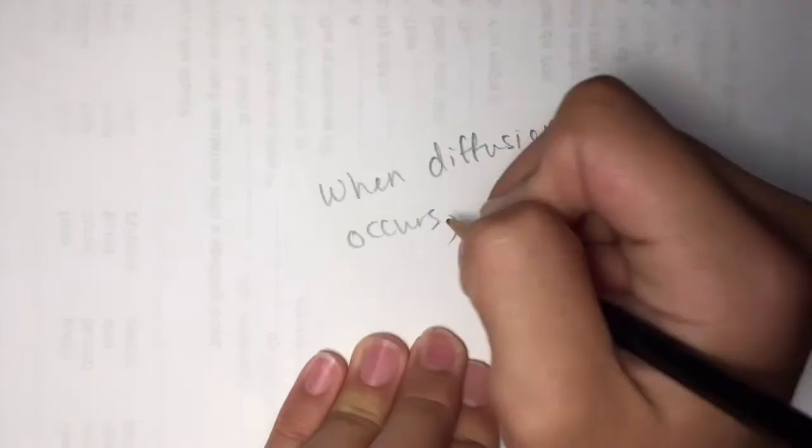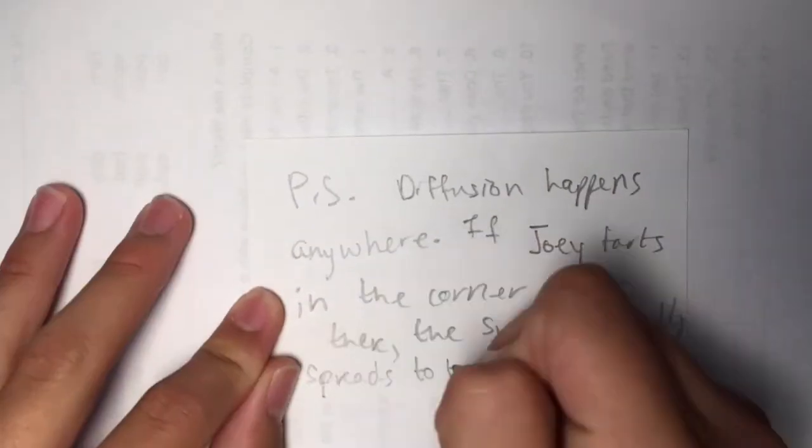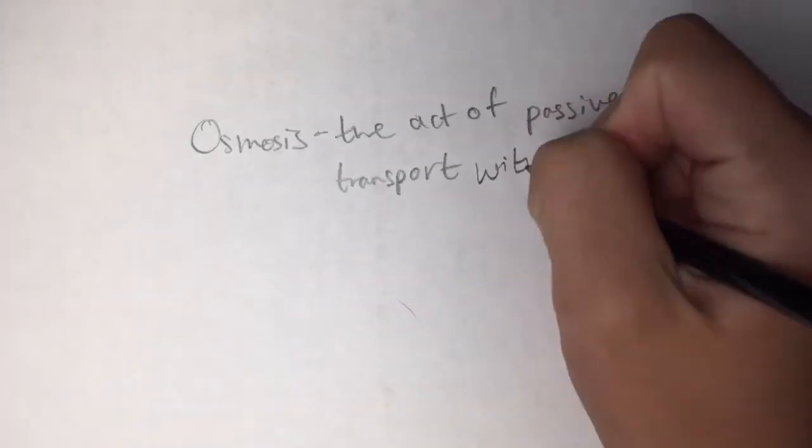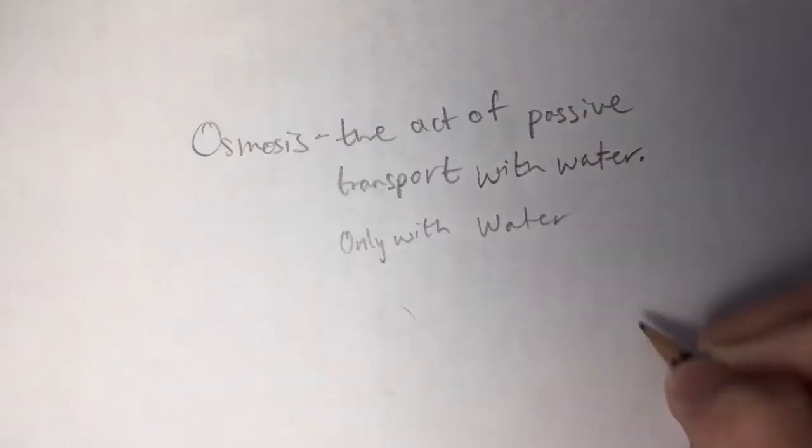Let's zoom in even further. When diffusion occurs, particles such as water move into the cell without the use of energy. P.S. Diffusion happens anywhere. If Joey farts in the corner over there, the smoke gradually moves to the rest of the room. Osmosis, the act of passive transport with water. Only with water.